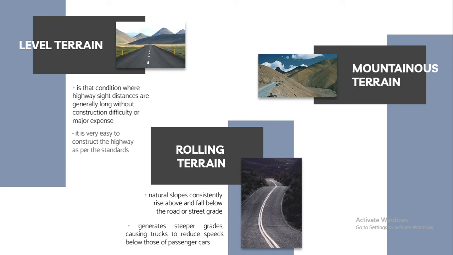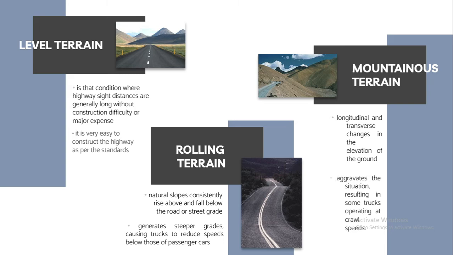Next is mountainous terrain. Mountainous terrain is that condition where longitudinal and transverse changes in the elevation of the ground with respect to the road or street are abrupt, and where benching and side hill excavation are frequently required to obtain horizontal and vertical alignment. Mountainous terrain aggravates the situation, resulting in some trucks operating at crawl speeds.